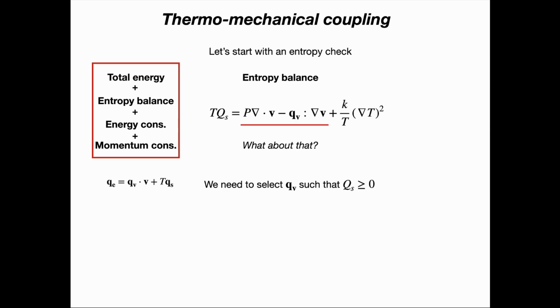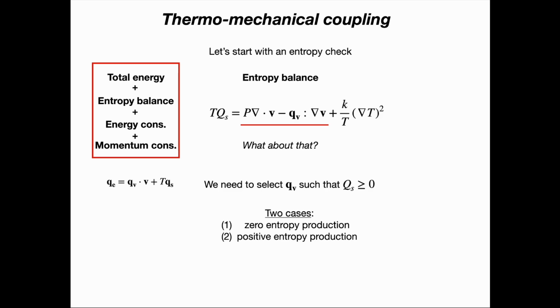Now, we have to take care of this term, P divergence V minus QV colon gradient V. What about that? We need to select QV, the momentum flux, such that QS will be larger or equal to 0. And I can tell you already that we will see two cases here, one where the entropy production is 0 and one where the entropy production is positive.